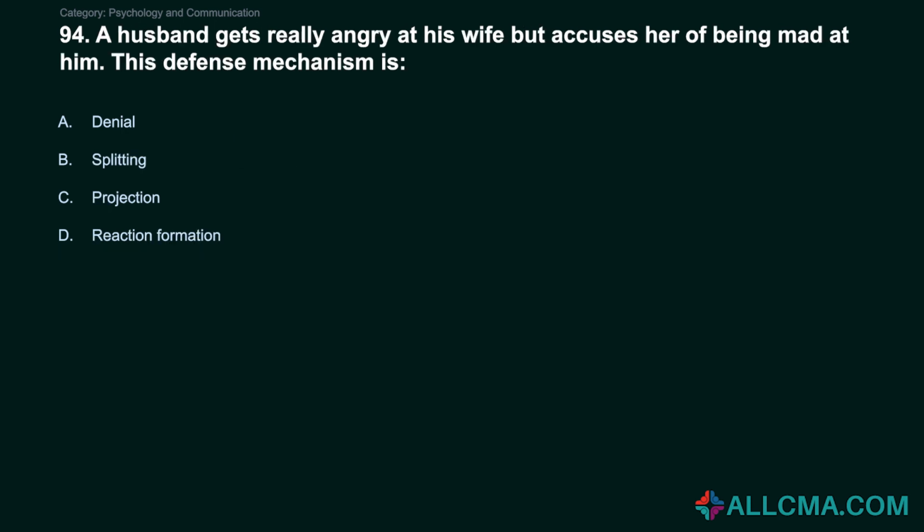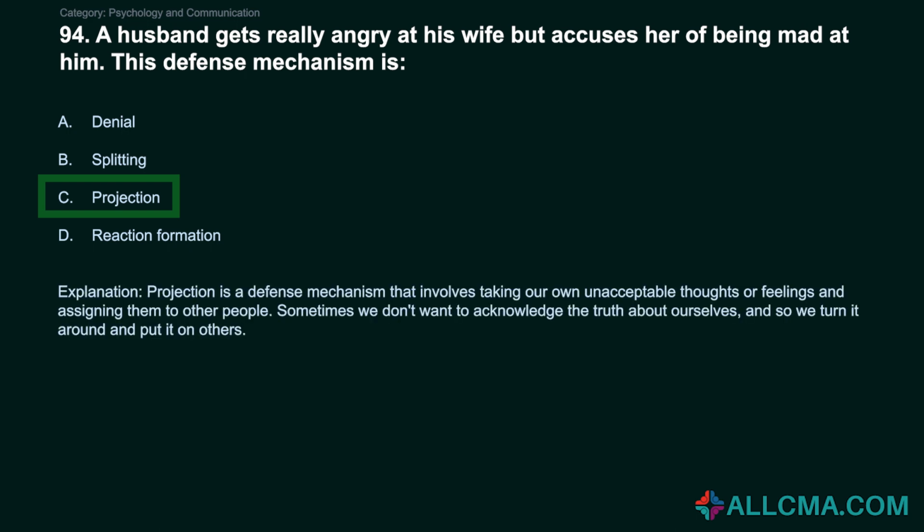94. A husband gets really angry at his wife but accuses her of being mad at him. This defense mechanism is A. Denial, B. Splitting, C. Projection, D. Reaction formation. Correct answer: C. Projection. Projection is a defense mechanism that involves taking our own unacceptable thoughts or feelings and assigning them to other people. Sometimes we don't want to acknowledge the truth about ourselves, and so we turn it around and put it on others.